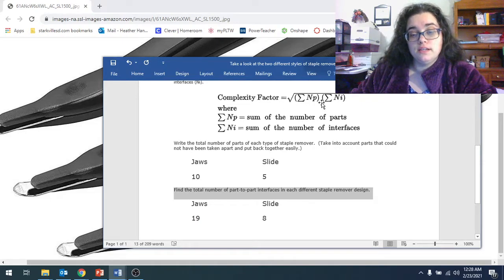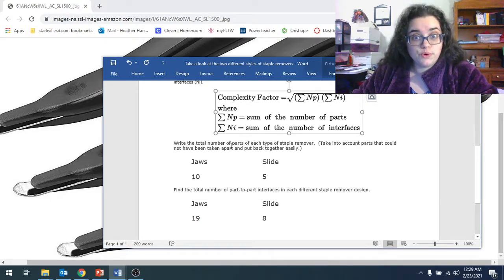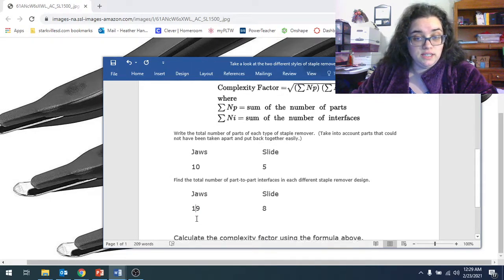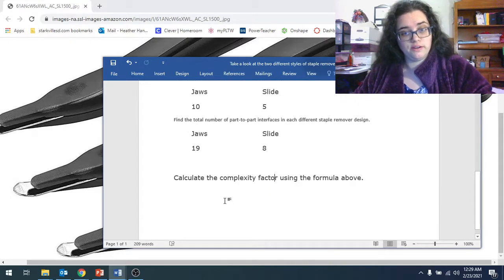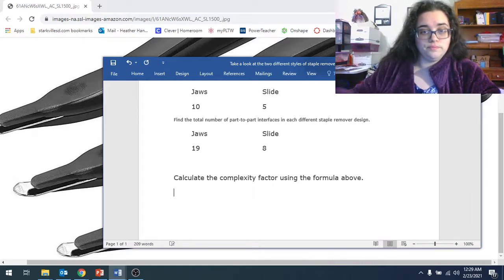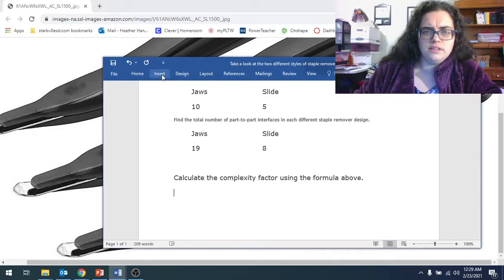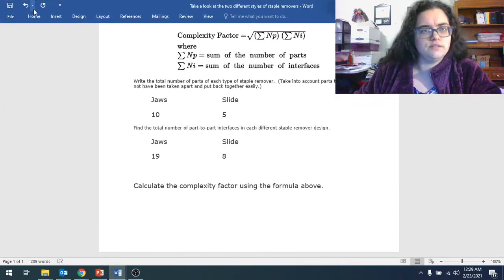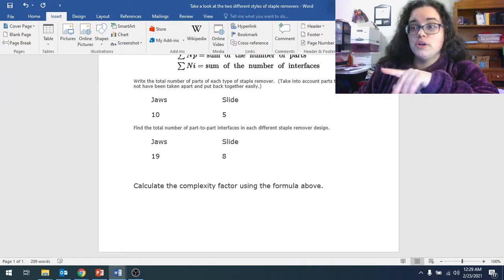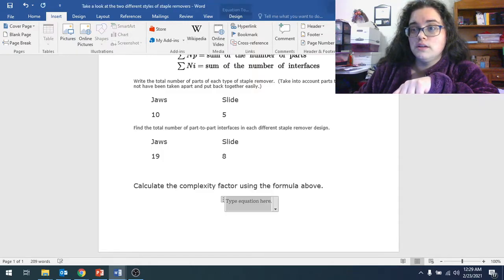Okay, all it's saying is the square root of 10 times 19. So what's the square root of 10 times 19? Footer, how do I get in there? You know what I'm going to do, because I like to write things in equations, I'm going to use the equation editor to show you what it'll look like. Equation, that's not an option.